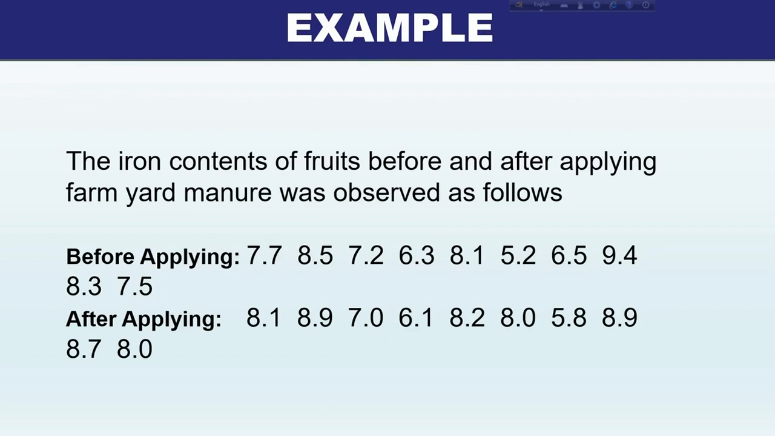Now here we have an example. The iron contents of fruits before and after applying farmyard manure were observed as follows. So before applying farmyard manure, these are the values of iron contents, and after applying the treatment, these are the values. Now we have to find whether there is any significant difference between these two. So let's go to SPSS and find out.